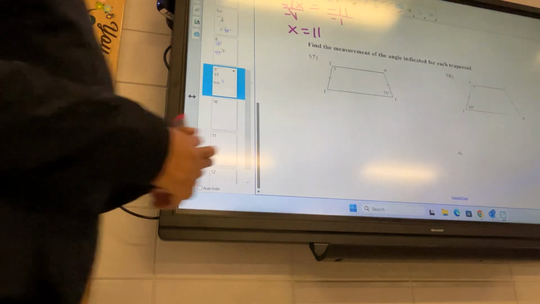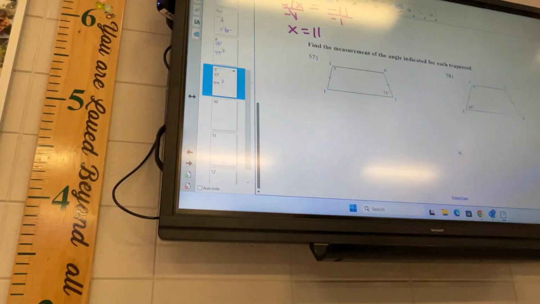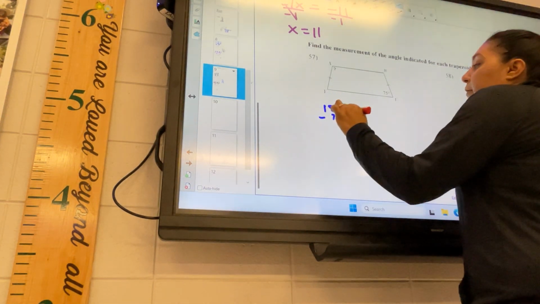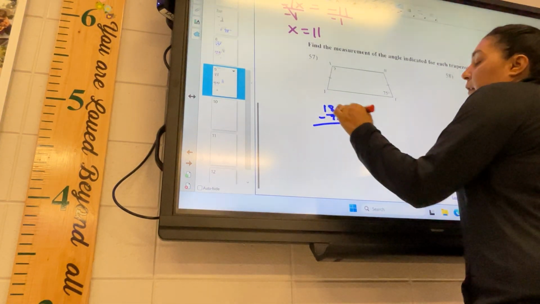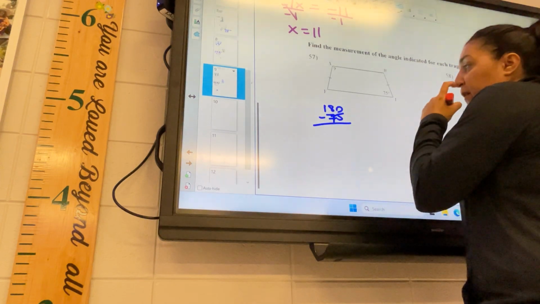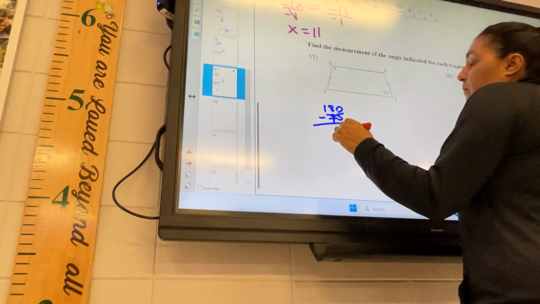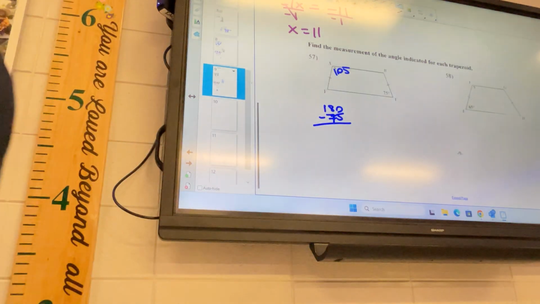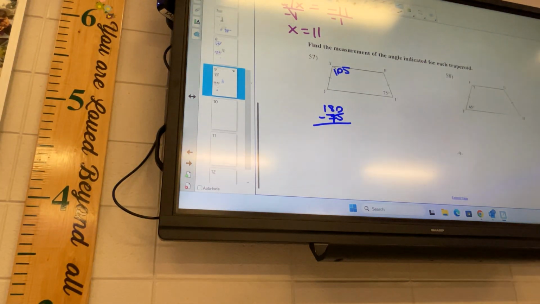Okay, so if we look at these two, are those going to be the two equal ones or are they different? They are different. So we're going to say 180 minus 75. What is that? 105. Okay. And again, they gave you pieces automatically that were on the inside, which means once you find one, you can find all four. Okay?